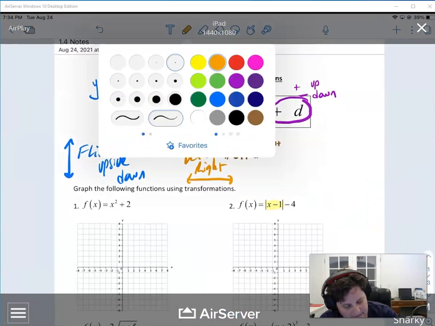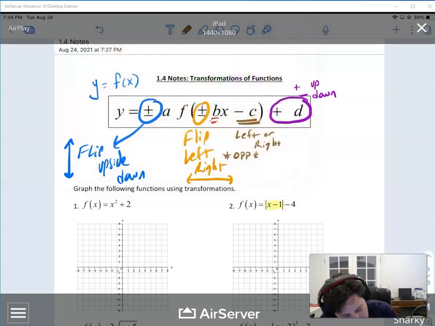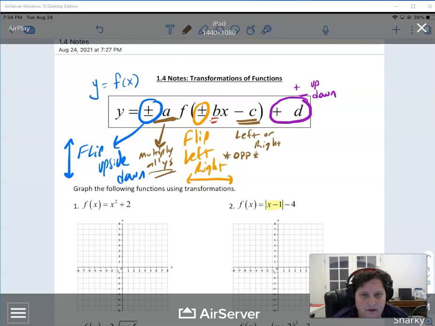Okay, and then here's what these numbers do. This number makes the graph skinnier or fatter. Some books call it a stretch or a shrink. Here's what I'm going to tell you. The easiest way to get it: if I have a number in front of the f of x, it's going to multiply all the y's by that number. It'll multiply all the y values by that number.